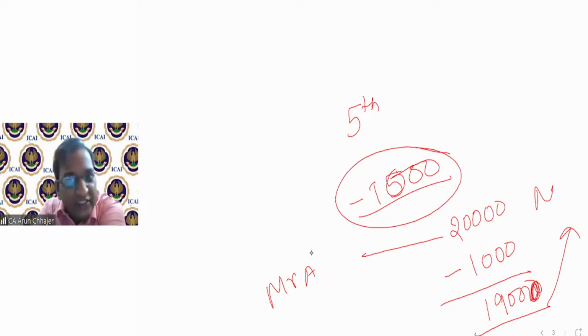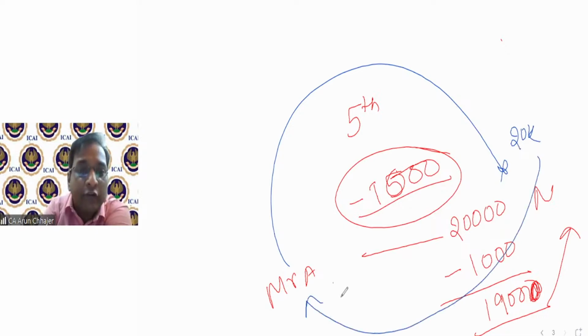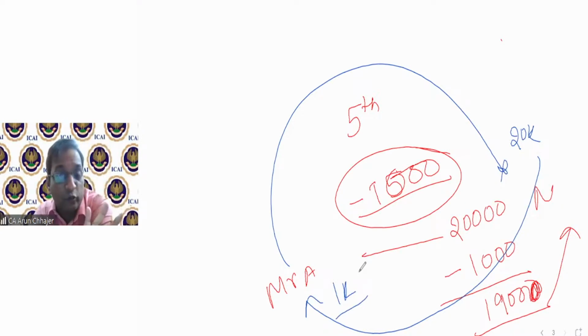I can treat it in this way also, that A has paid to the insurance company rupees 20,000 in the 5th year and the insurance company has paid back rupees 1,000 as no claim bonus. It can also be treated in this manner.